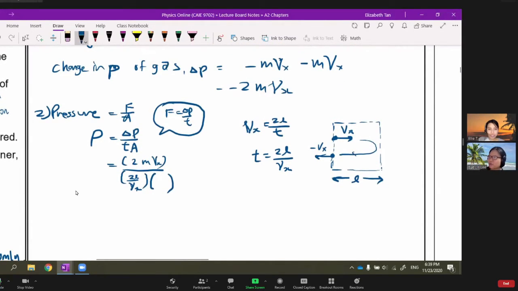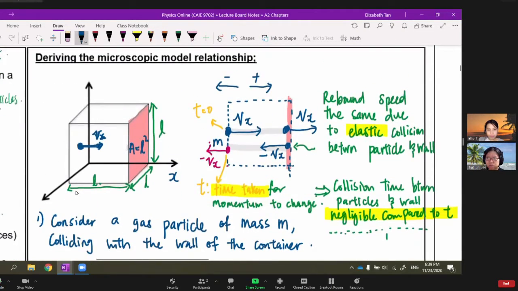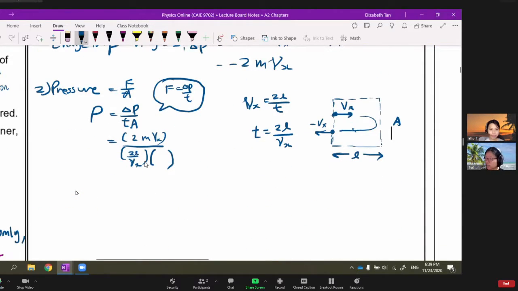So before we simplify, the A we can substitute. A is the area of the pink face of my cube. Since this is a cube, it will be L squared. Okay, the area is L squared. So we're just going to put it inside the equation. This is L squared. Now we simplify. The 2 can cancel out. Okay, and then it will be mvx squared over L to the power 3. L cubed of a cube.